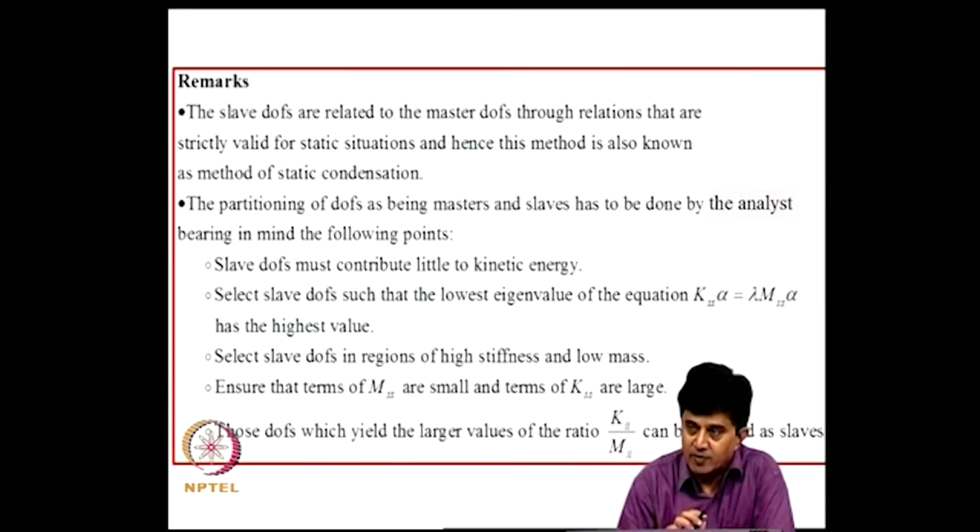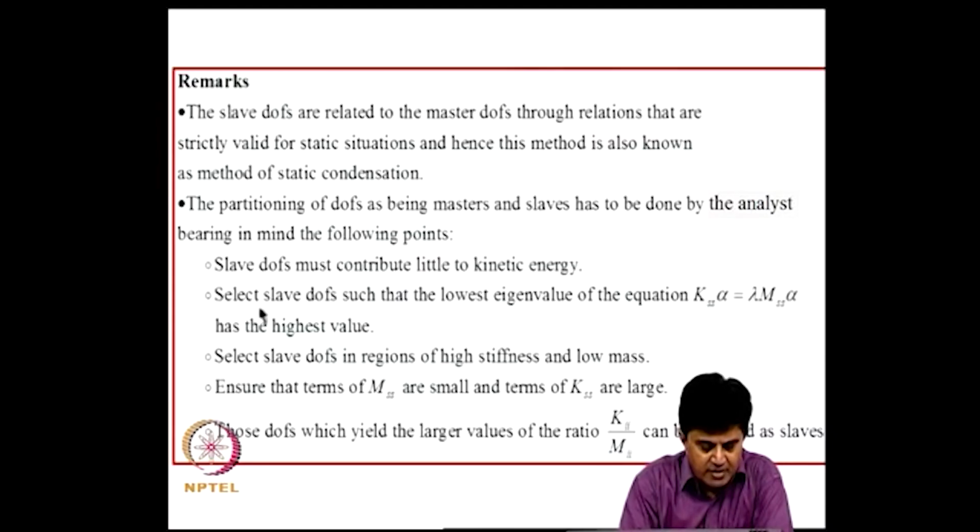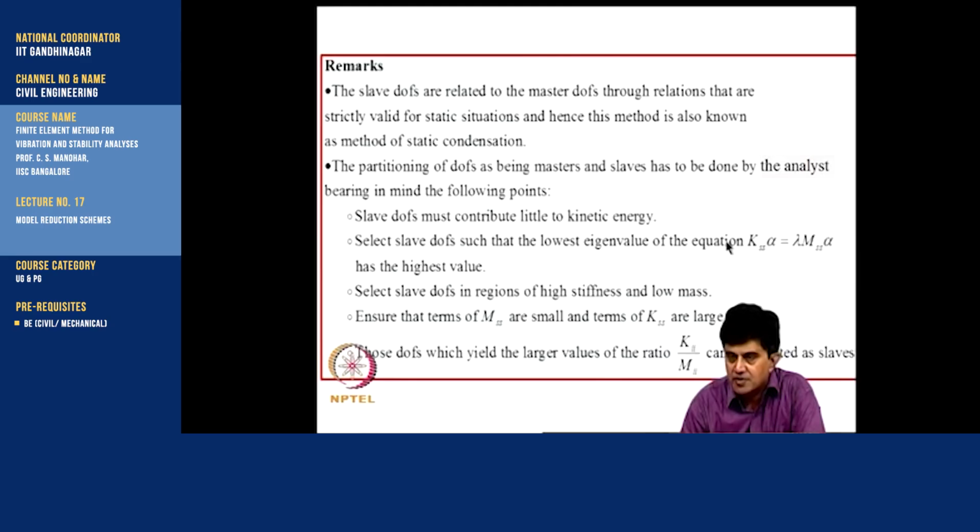The method is likely to perform better if slave degrees of freedom contribute little to the kinetic energy. So, in regions of low mass and high stiffness, you should identify the slave degrees of freedom. Select slave degrees of freedom such that the lowest eigenvalue of the equation KSS alpha equal to lambda MSS alpha has the highest value. That means, between two competing choices for slave degrees of freedom, you will get two different KSS and MSS. You perform the eigenvalue analysis for the two competing choices, and between the two, the one in which the lowest eigenvalue is higher is a better choice.